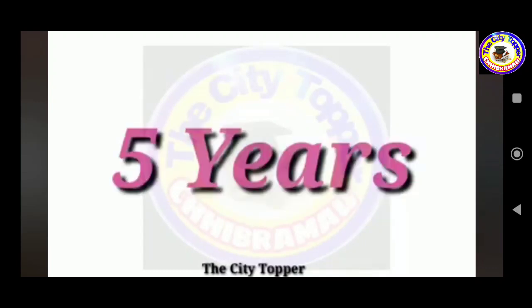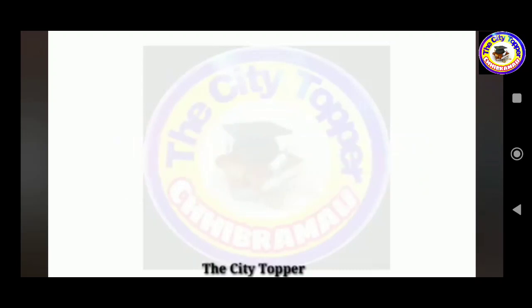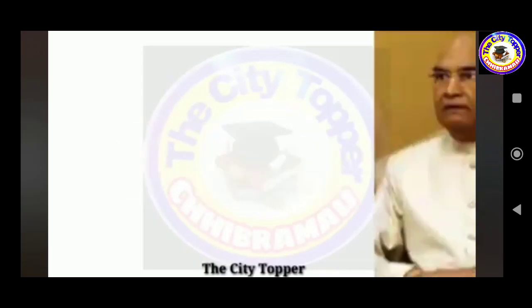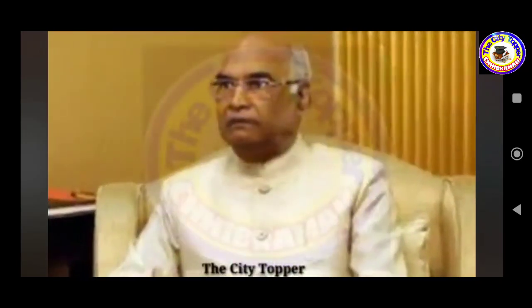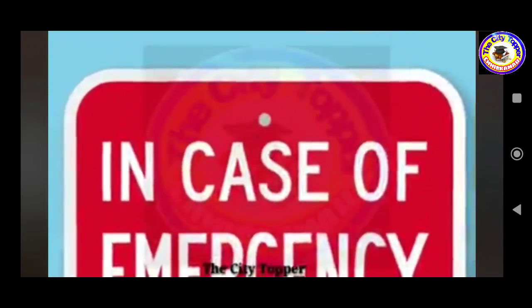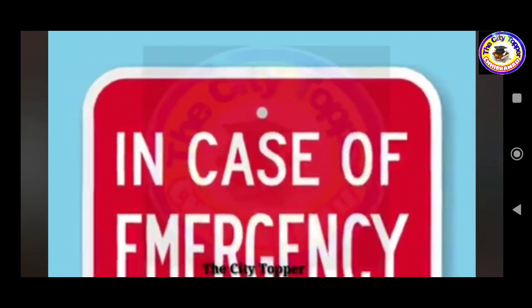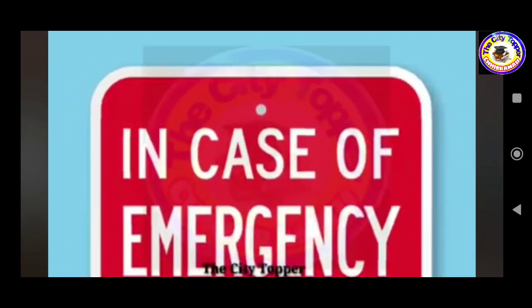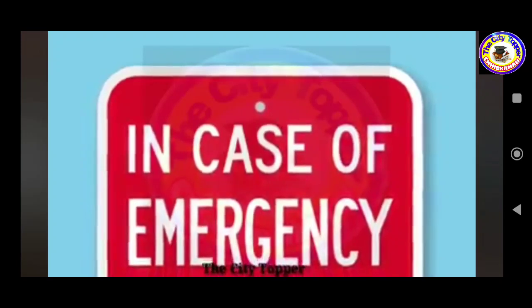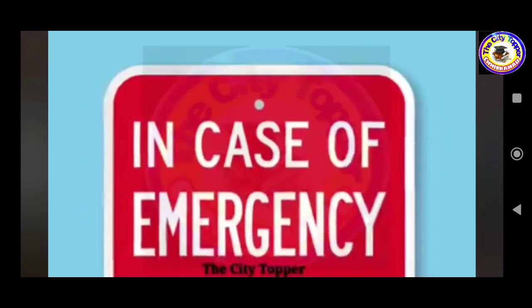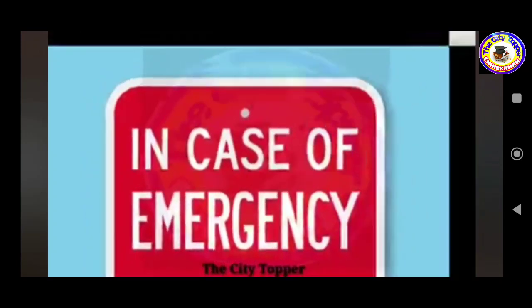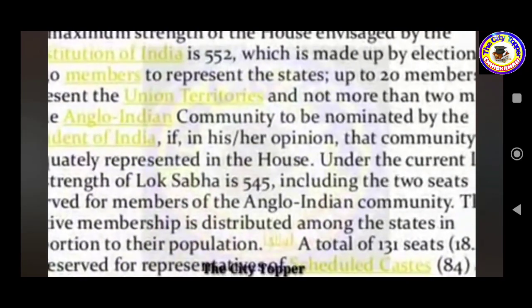However, it can be dissolved before the expiry of its normal term by the President on the advice of the Prime Minister. But during the time of an emergency, the period of Lok Sabha may be extended by the Parliament for 1 year at a time. The new Lok Sabha must be elected within 6 months after the national emergency is lifted.